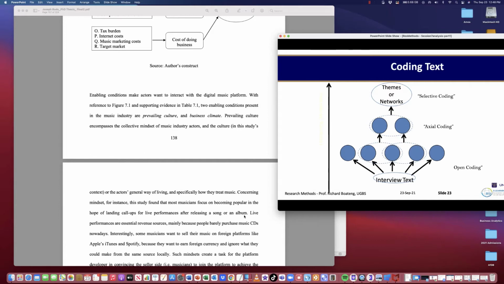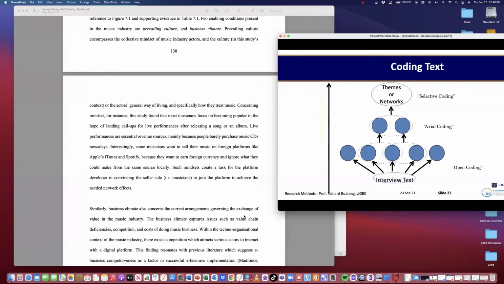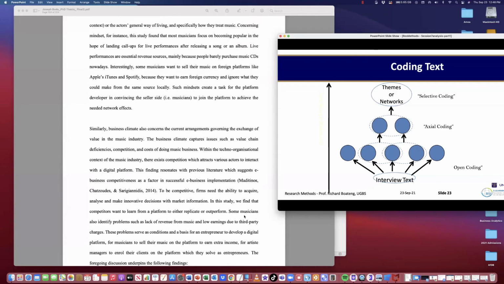So in analysis, you get to a point where you pause and you memo, you write out what you have found. I found that prevailing culture, business climate, there's a link. So I can now link what I found with what I know. I can draw the link and then be able to point it out.